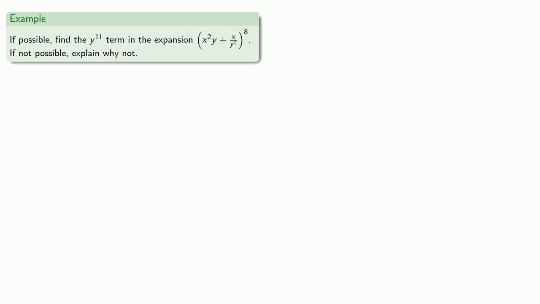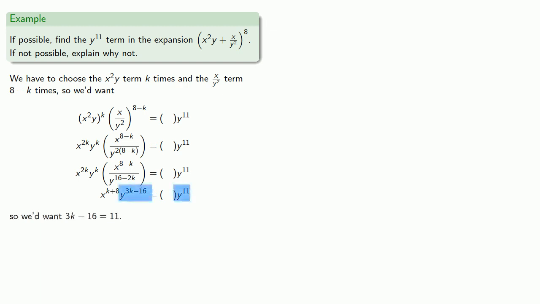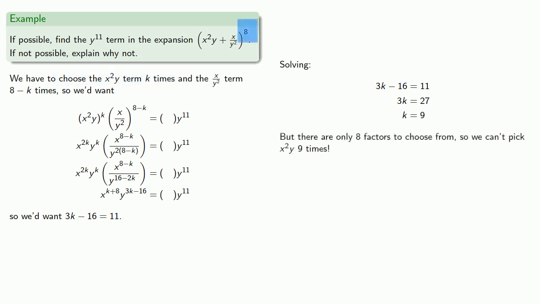What about a y to the 11th? Well, again, we want to choose x squared y k times, and the other term 8 minus k times, and we want to make sure that when we do that, we get a y to the 11th plus possibly some other things. Do a little algebra. And we want 3k minus 16 to equal 11. And solving. And this time we have a whole number solution, so all we need to do is pick x squared y 9 times, and there's a problem because there's only 8 factors to choose from. And since this would require more factors of x squared y than we have, there is no y to the 11th term.